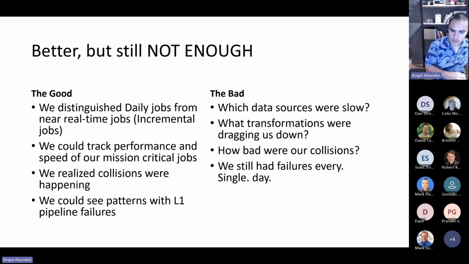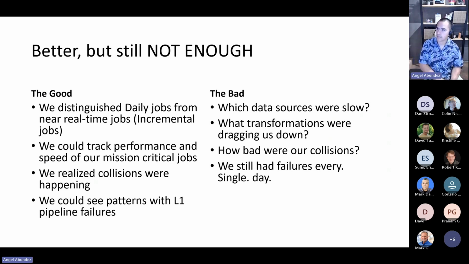We could distinguish the level 1 pipelines from each other. We could start looking at a little bit about performance. We realized what collisions were happening when we didn't even know that those were occurring, and we could see these patterns. We were starting to get smarter about our orchestration. Like, it takes about an hour and 15 minutes to complete this, and we're starting to get underneath 20 minutes on our real-time data, but still there was more to be done.